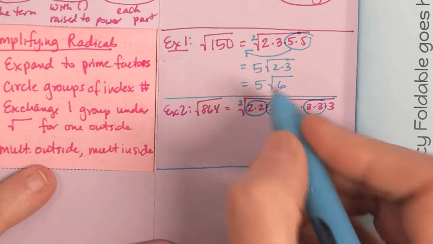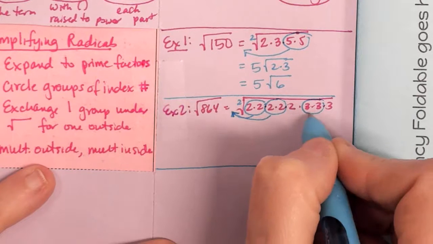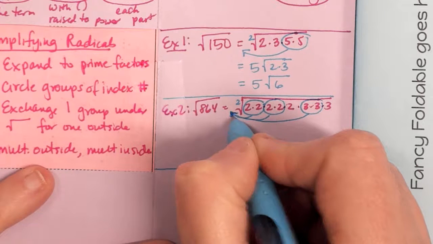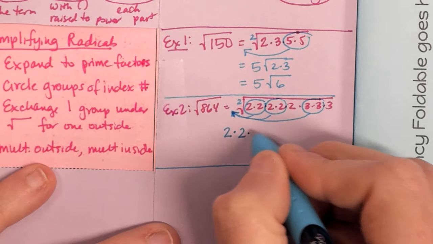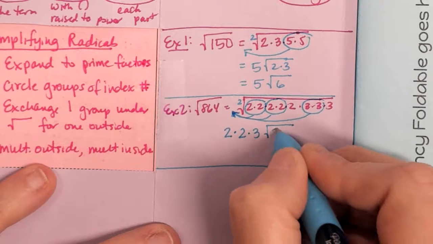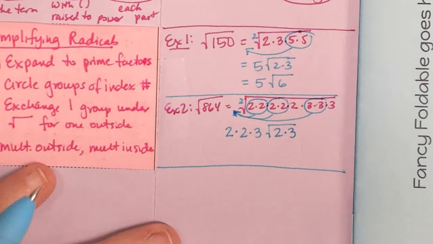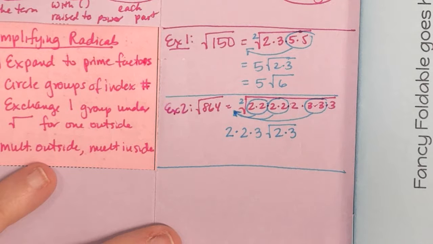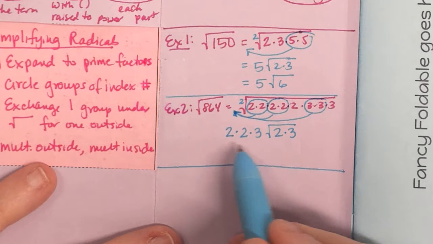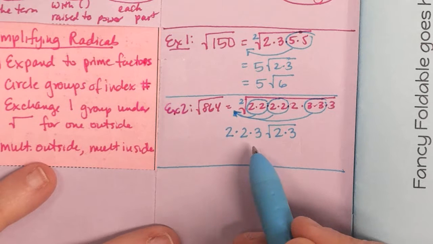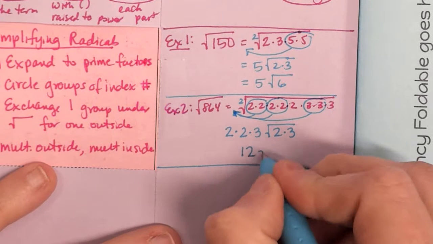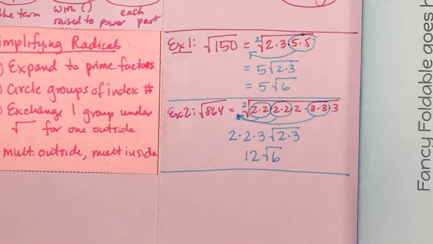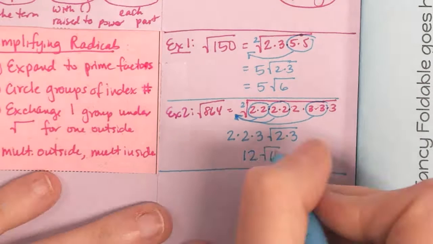Okay, so now I'm going to exchange these for one on the outside. So I can put a 2 outside, another 2, and a 3, and I'm leaving a 2 times 3 on the inside. Okay? So you see how I'm multiplying everything. All the factors I pulled out from under the radical, I multiply together. All the factors I left under the radical, I multiply together. And that gives me 12 square root of 6. Okay? All right.